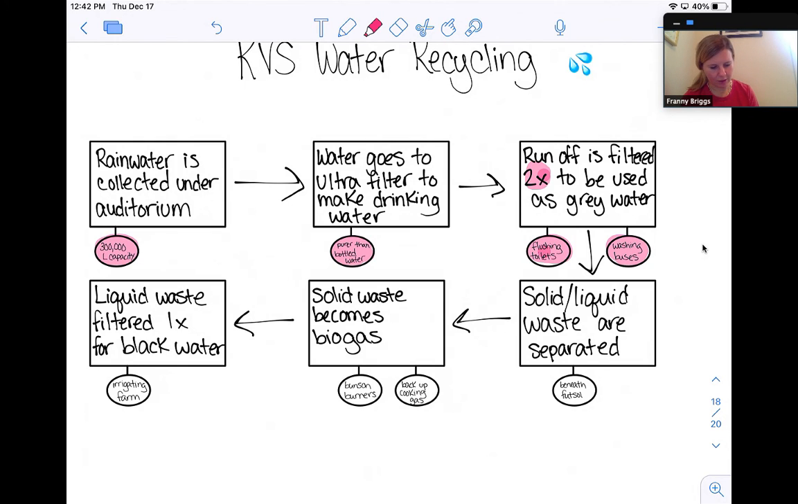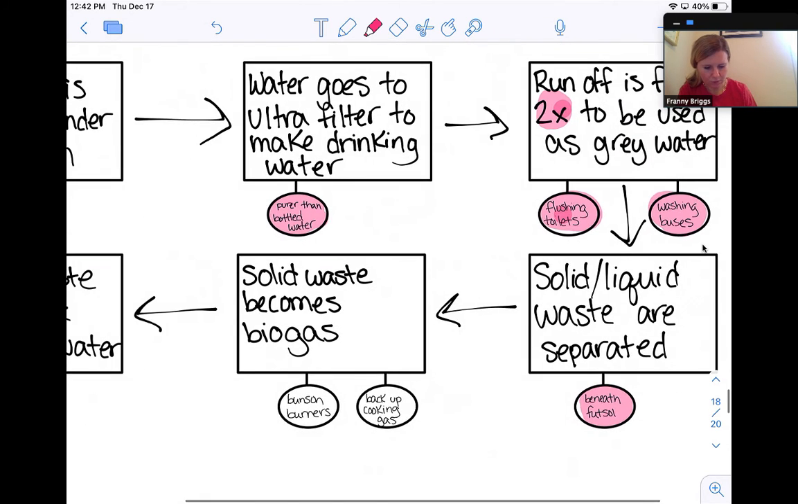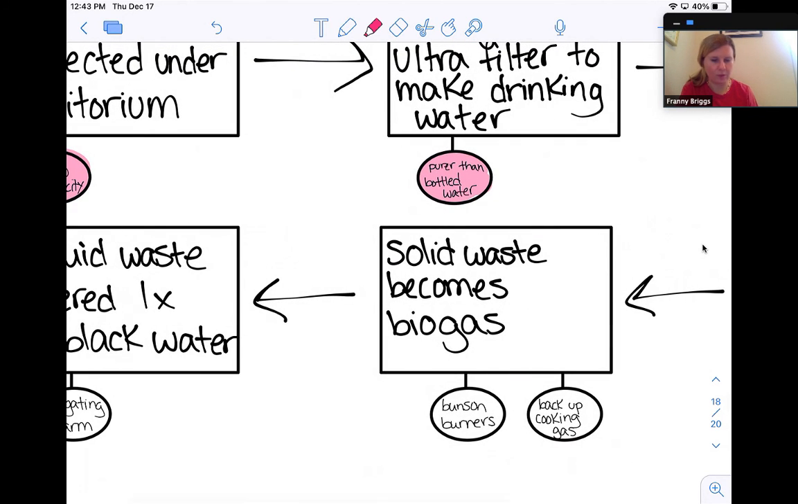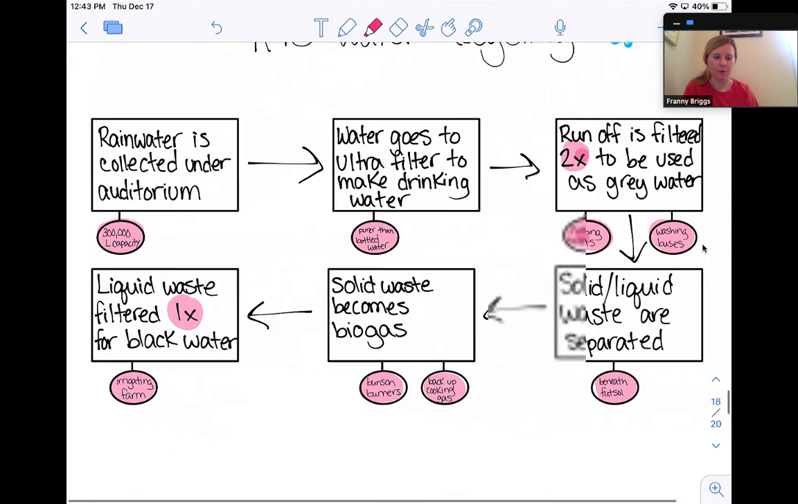Then down here, the next event, solid and liquid waste are separated. I added a note here that says that happens beneath the futsal field. Then the solid waste becomes biogas. We use that for our Bunsen burners and for backup cooking gas. And then our liquid waste is filtered 1 time to use as black water. And the black water we use for irrigating the farm.